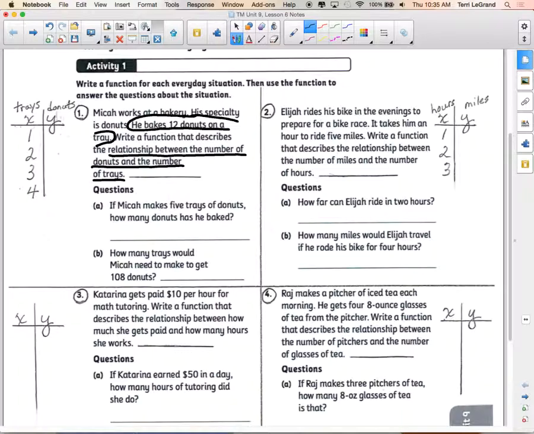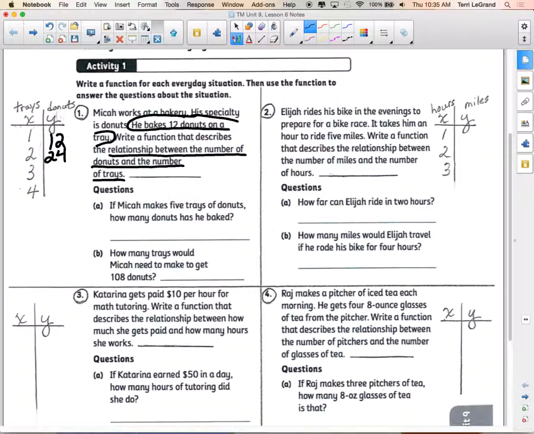I am saying that the trays are in control. In other words, take a tray out, put 12 donuts on it, and what would the output be? So if there's one tray, what would the output be? 12, yeah. And if there's two trays, it would be 24, wouldn't it? And if there's three trays, 36.